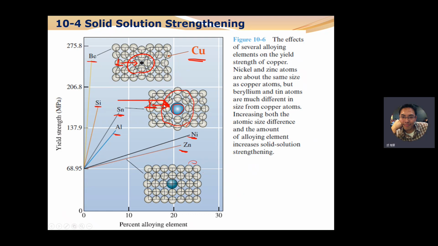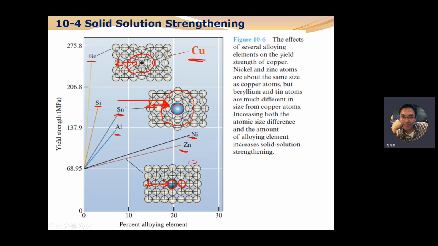And if the point defect, or substitution atom, has an atomic radius similar to the lattice atom, the dislocation will feel the road change a little bit, the direction change a little bit, but it can still keep moving forward. There's not much barrier in front of this dislocation.